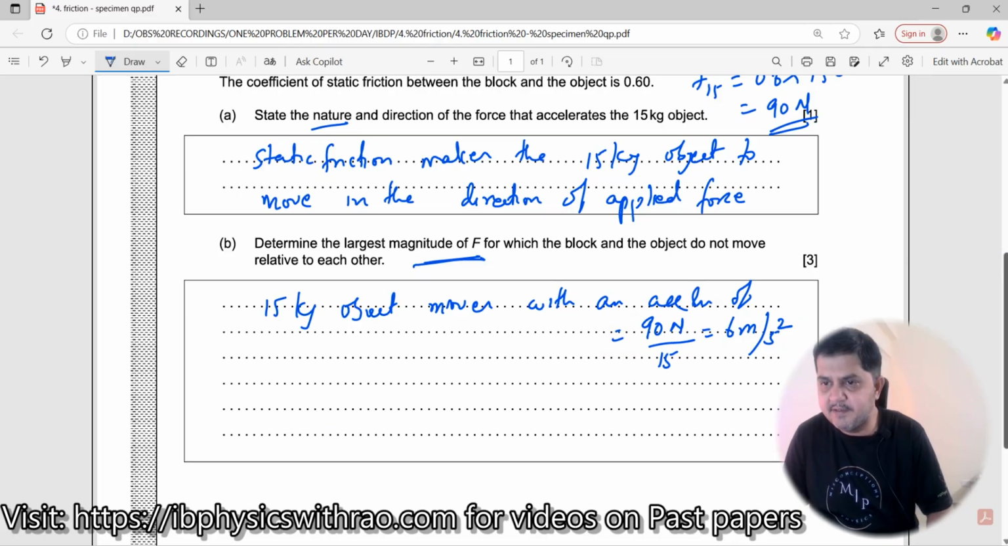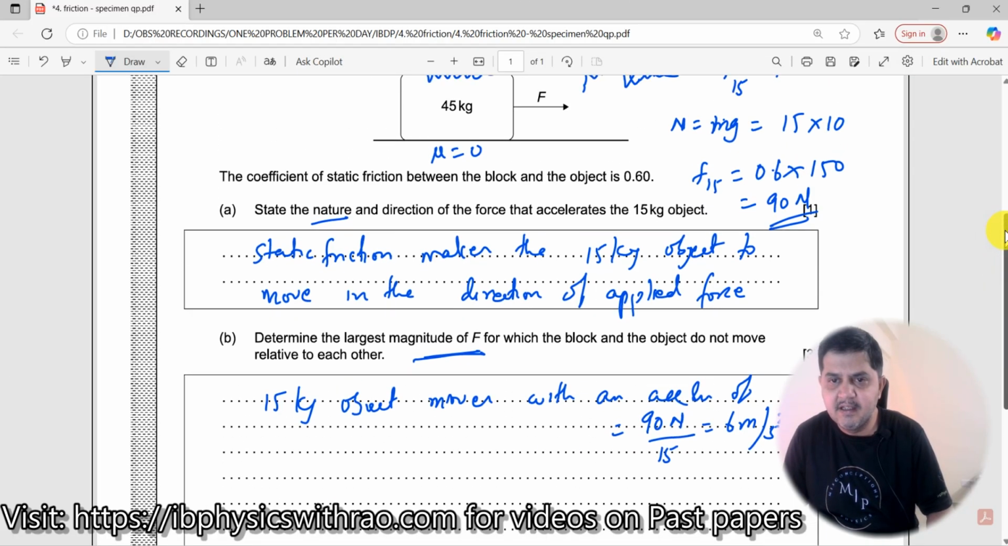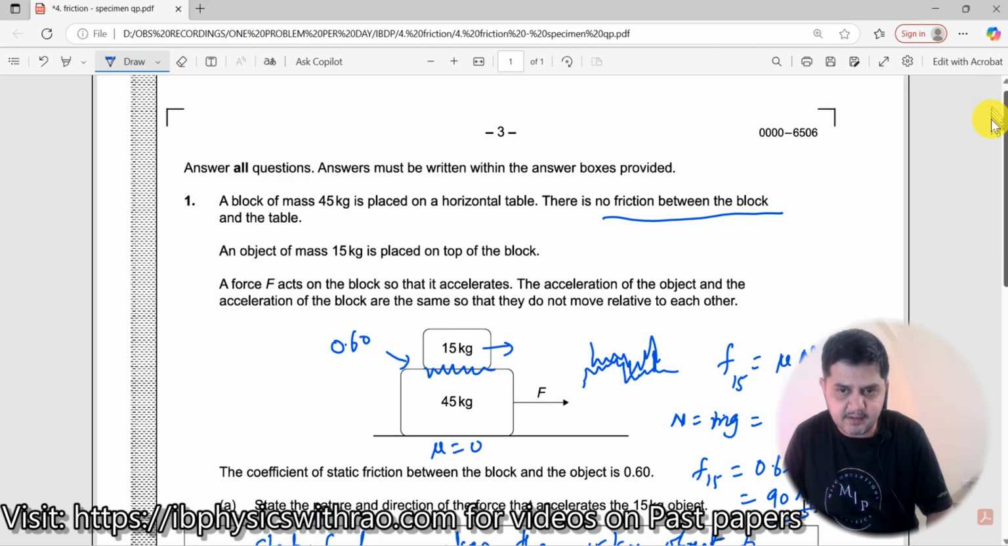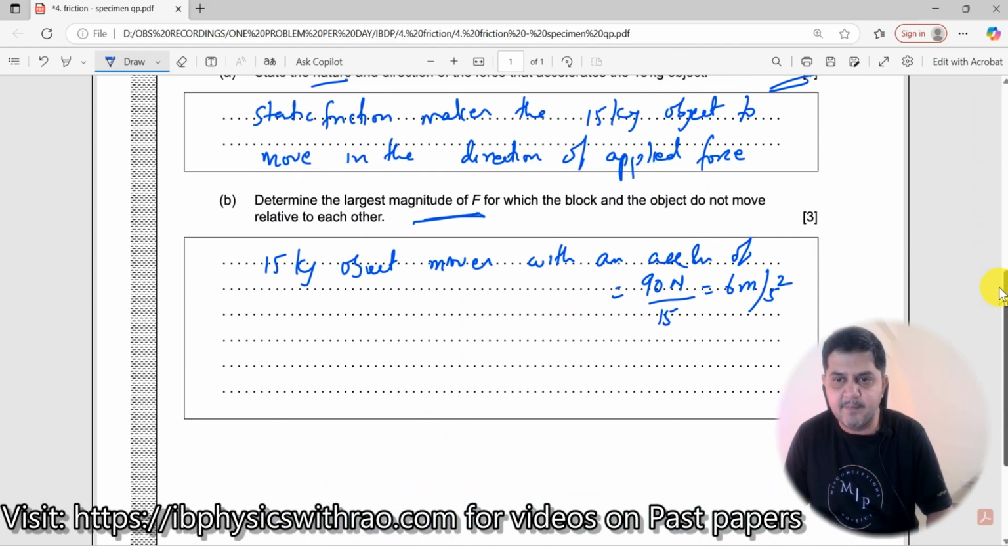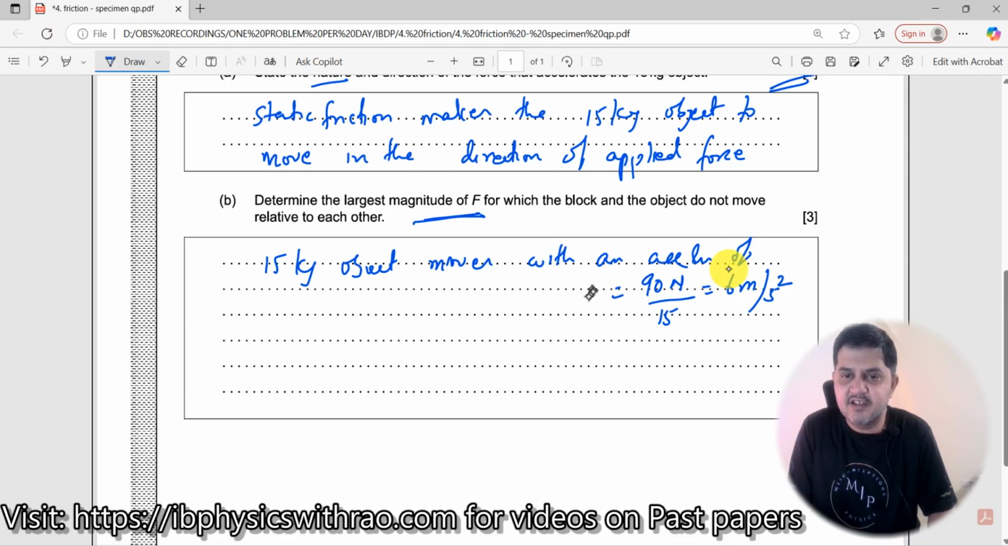Here, is the value of g given to us? Let's find out. If it is given, it's okay. Otherwise, we can assume g equal to 10. So nothing is given, so you can assume g equal to 10 over here. Thus, we got the acceleration of the 15 kg object is 6 meter per second square. I hope you have understood this until now.